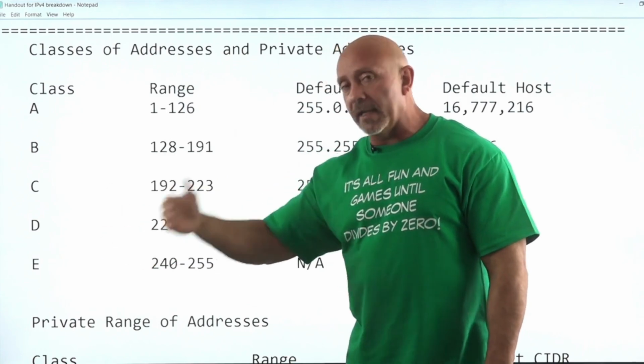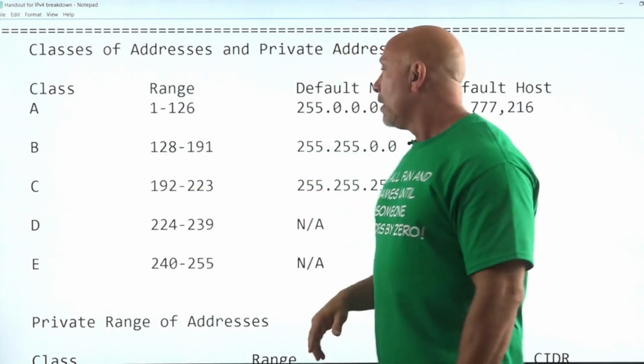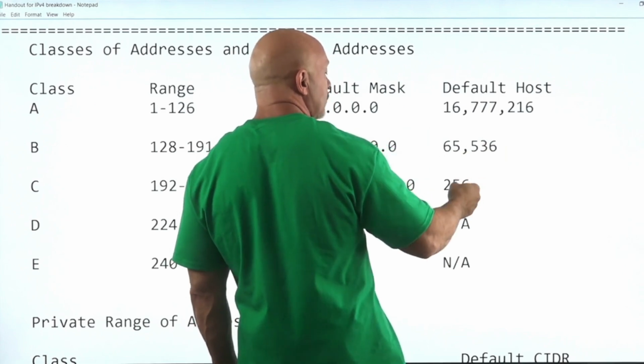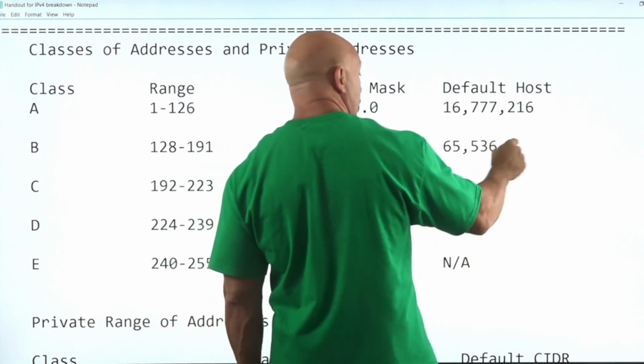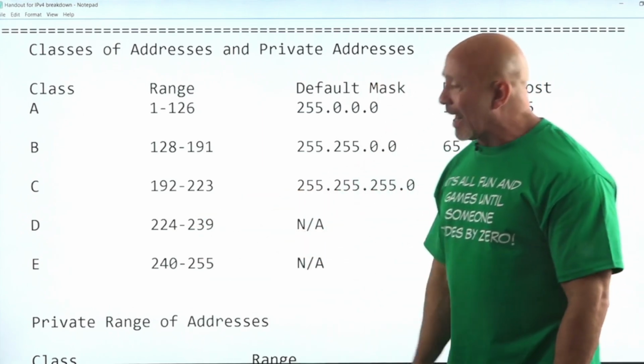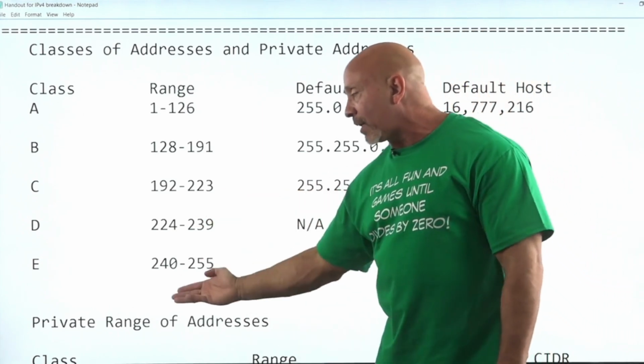Always on the host side, you take away 2. All right? So really, this would be 214 up here. This would be 34, and this would be 254. All right? Or 534 and then 254. Okay? These last two here, Class D and Class E, we still need to know how to classify them.